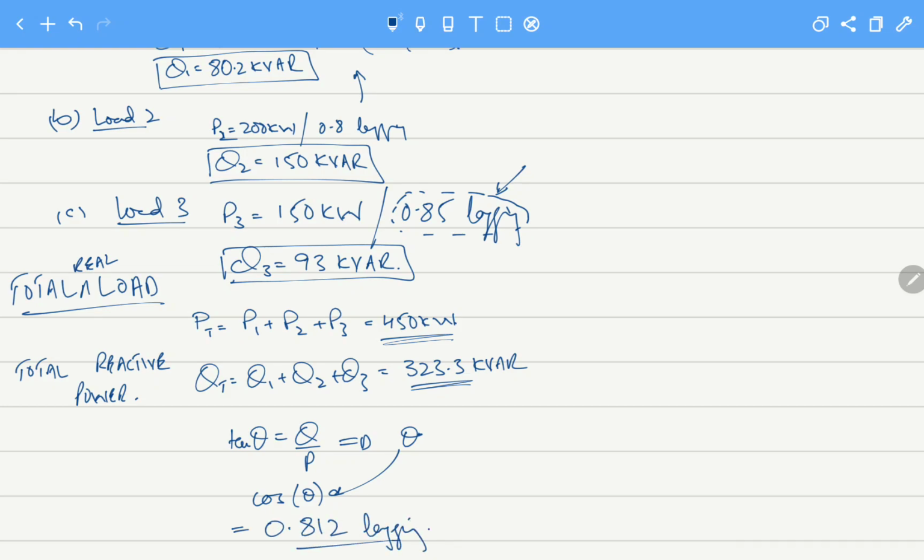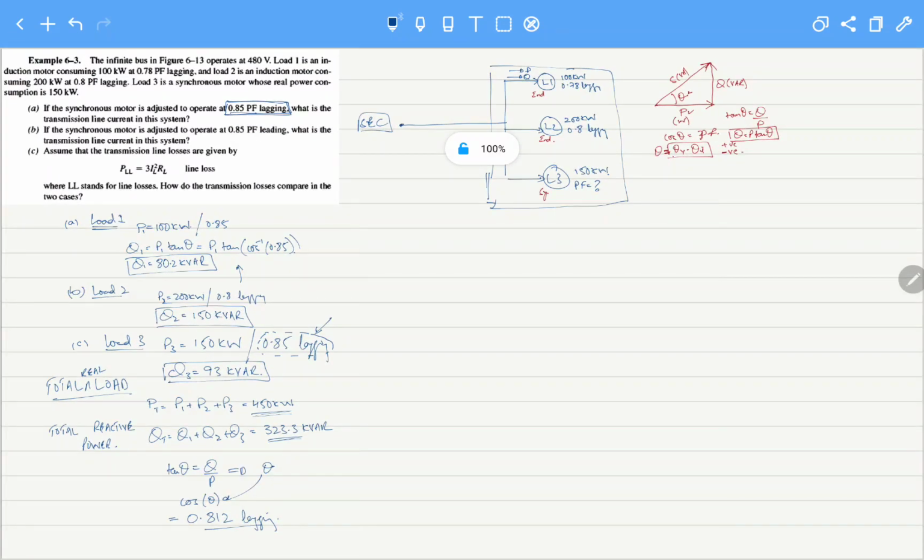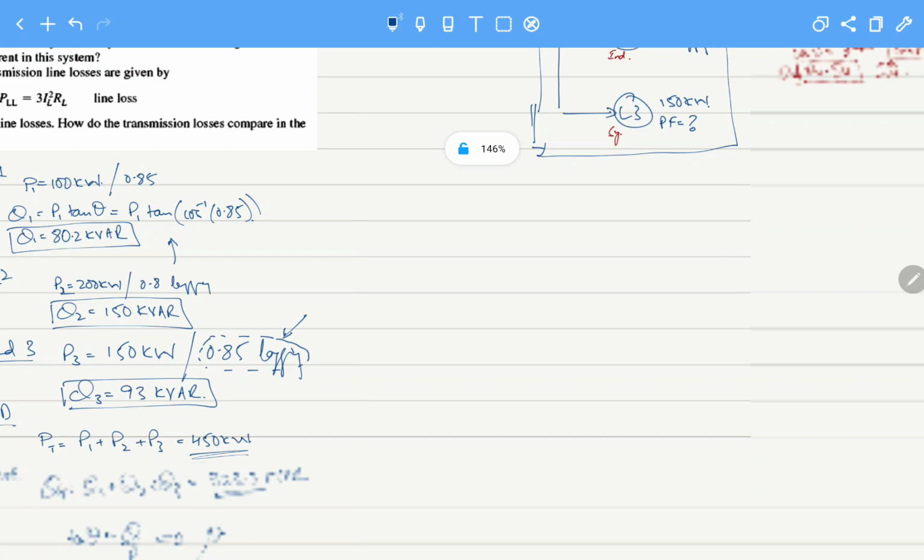So the power factor of the overall factory unit is 0.812 lagging. And to calculate the transmission line current, what is the current that is being supplied?